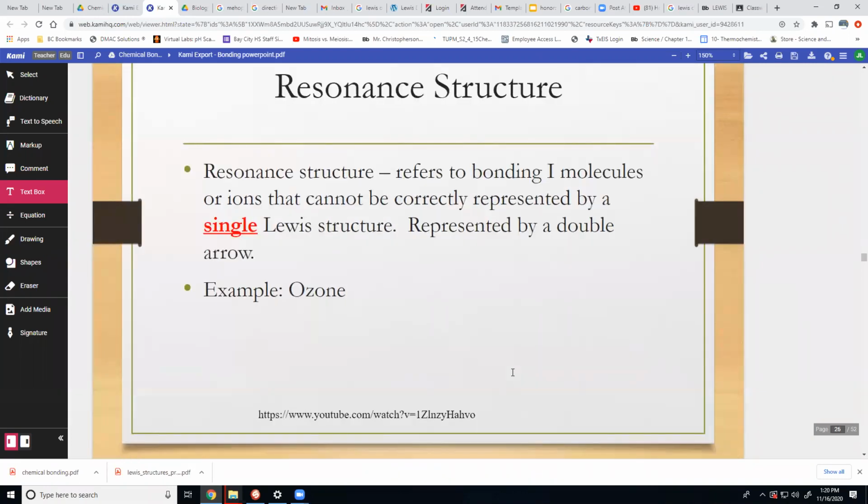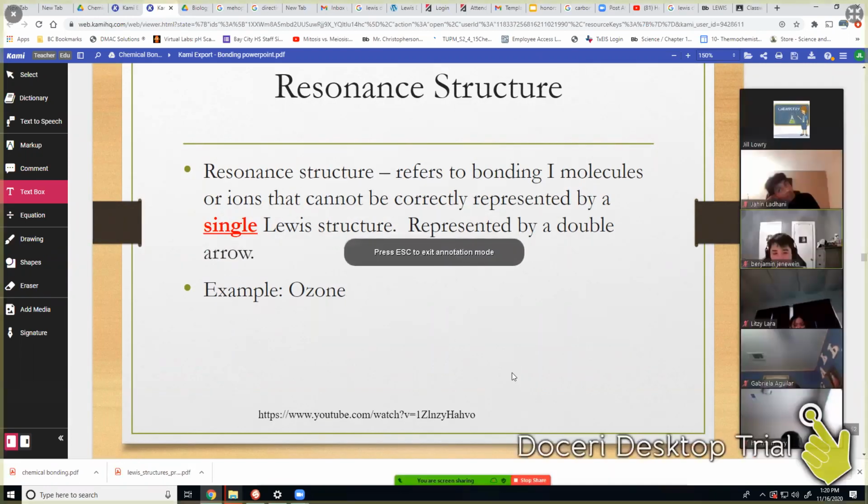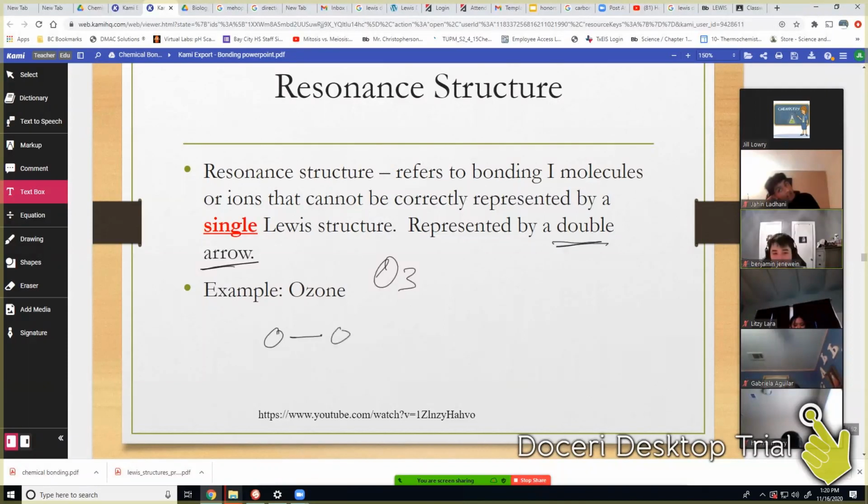Resonance structure is what you see sometimes, and it refers to bonding of molecules or ions that cannot be represented by just a single Lewis structure. And you can tell that it's a resonance structure because it'll have a double arrow. So ozone is 3 oxygens. So if I draw it, that could be one possible way.